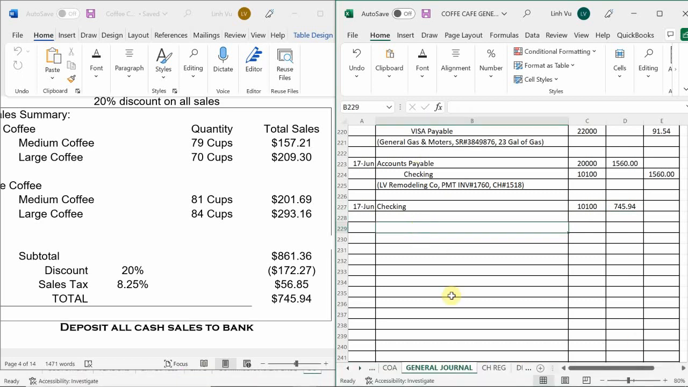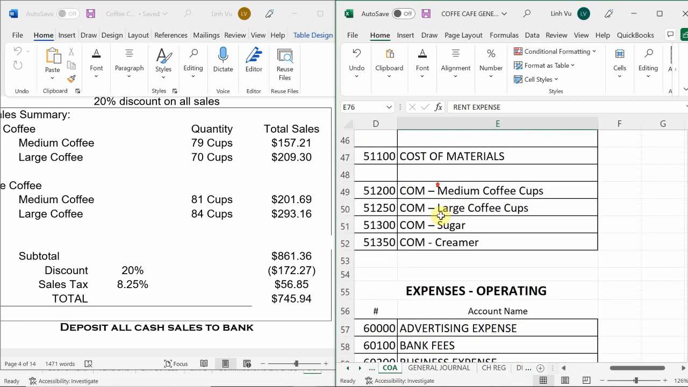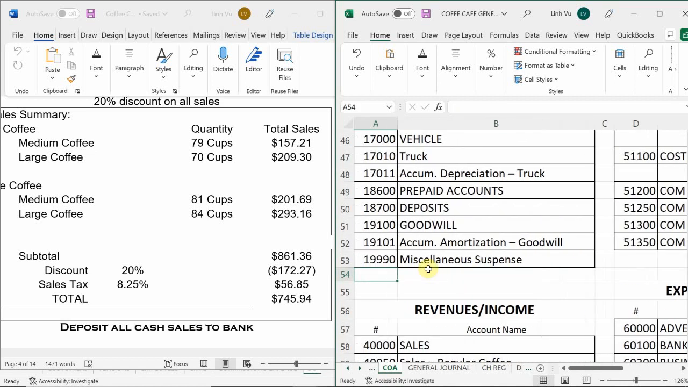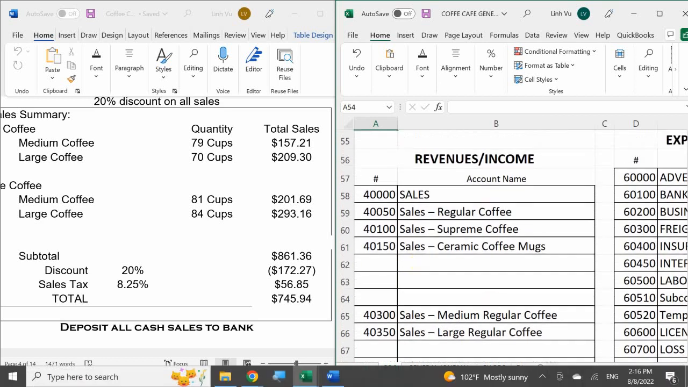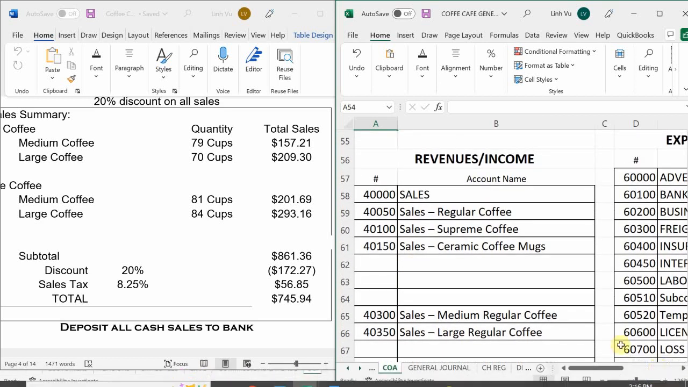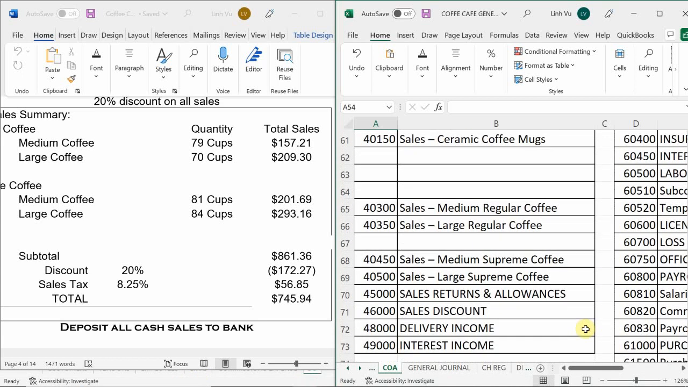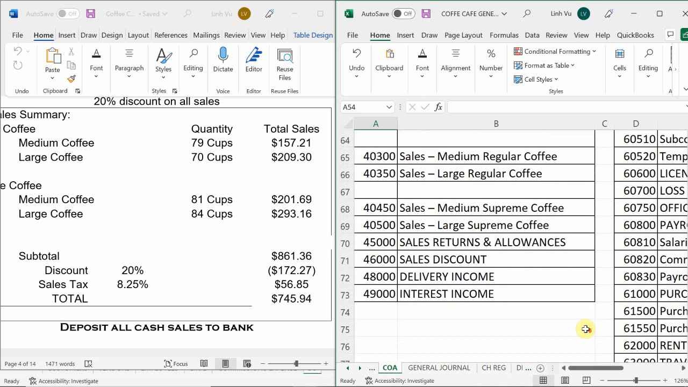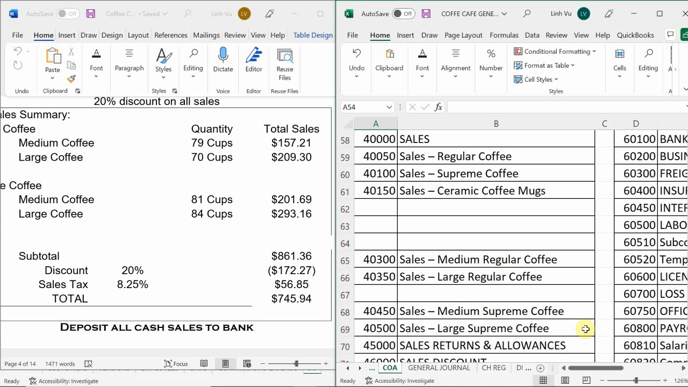Now, are we breaking down each of the kinds of sales? Let's see what my chart of accounts says. Bleh. Let's check out my chart of accounts. Revenue. Sales regular, sales premium. Okay, so they're only doing it, oh no, they got regular, medium, and large. So we get to put in all of those.